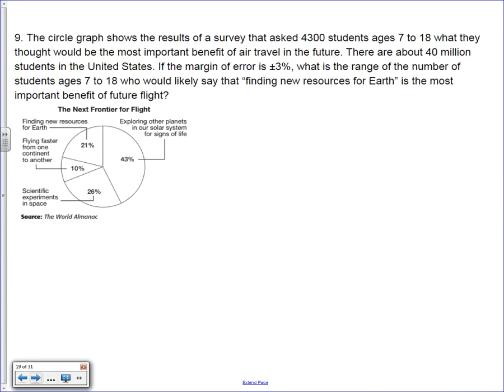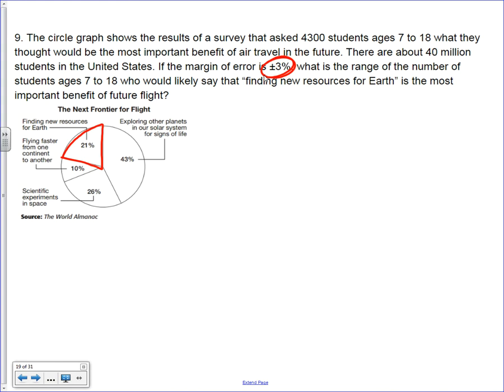Okay, last but not least here, folks, let's take a look at number 9. Go ahead and pause this video now and read it, and then we'll move on. You will notice they're giving me a plus or minus 3%. You'll also notice that we are looking where it says finding new resources for Earth, which is this slice of the pie. It says, what is the range?